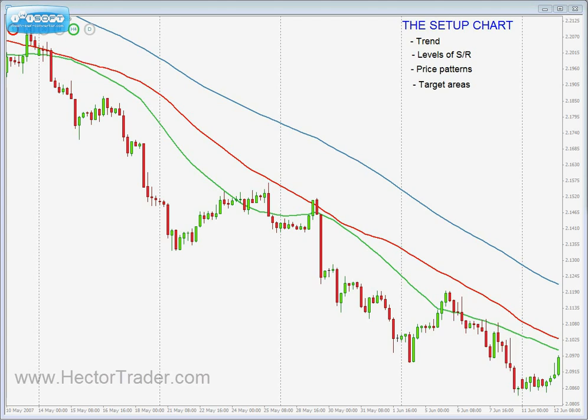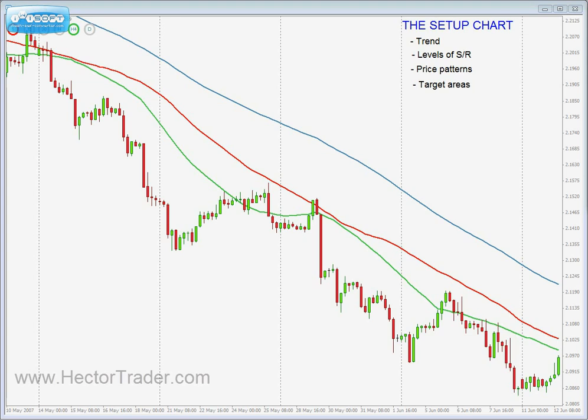In this video I'm gonna be briefly explaining what the setup chart and what the trigger chart actually are, and the uses I make of each of them, okay? Firstly, I'm gonna begin with the setup chart and then I'm gonna move on to the trigger chart so you guys hopefully understand the difference between the both of them, okay? Okay, let's begin with the setup chart.